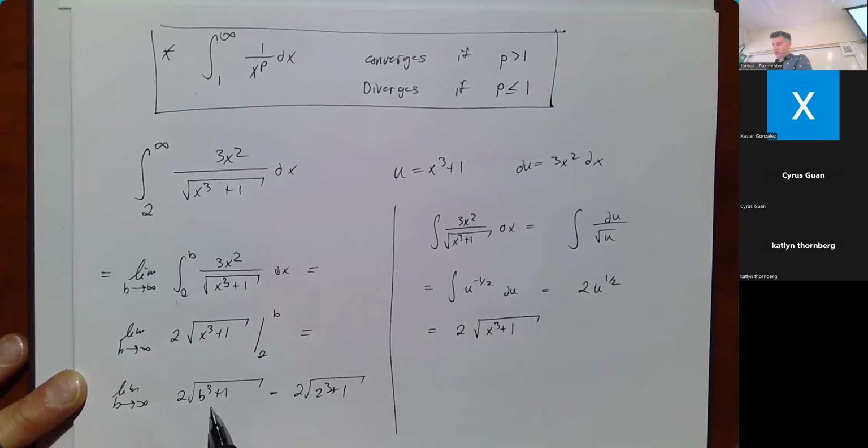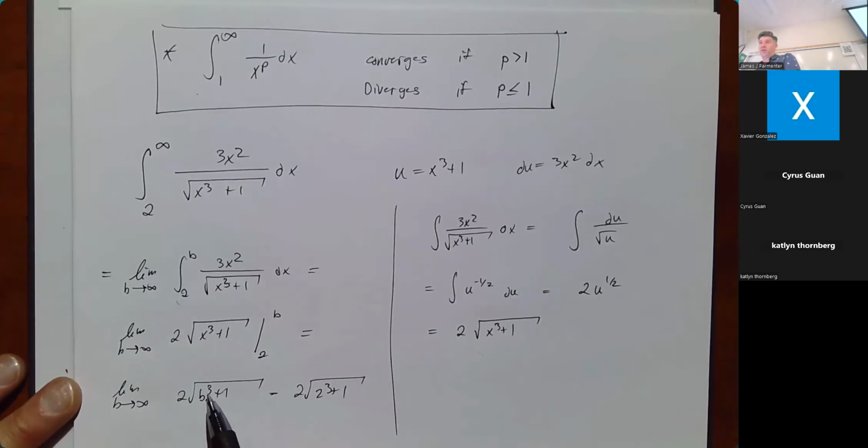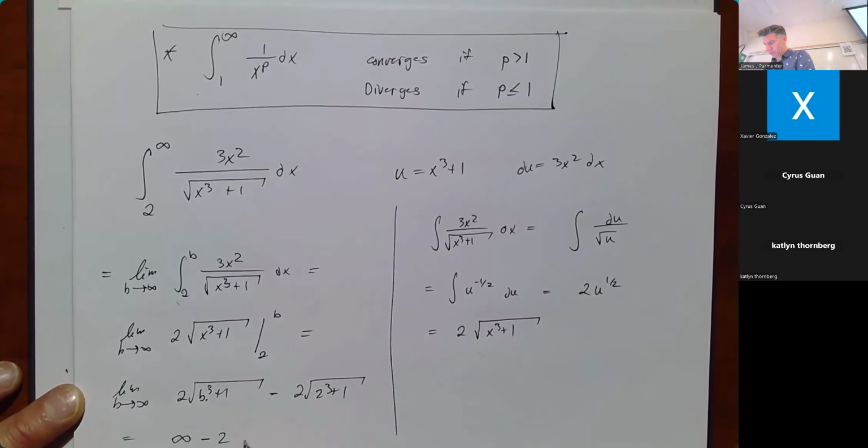And then since b is going to infinity, b cubed is also infinitely large, and the square root of that is also infinitely large. This is definitely diverging to infinity minus 2 times the square root of 9. I guess I don't really care what that is. That's still infinity. This is diverging, or divergent.